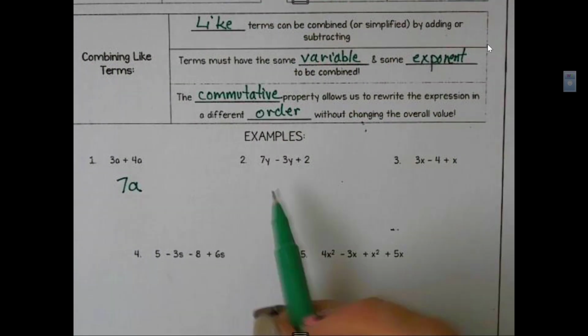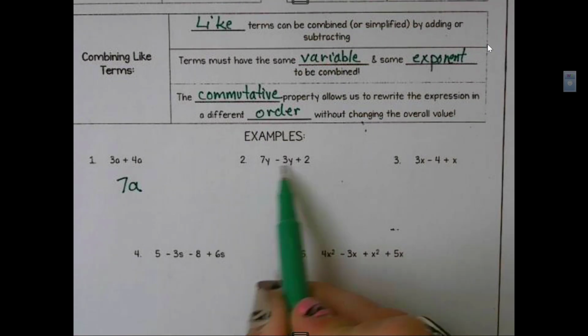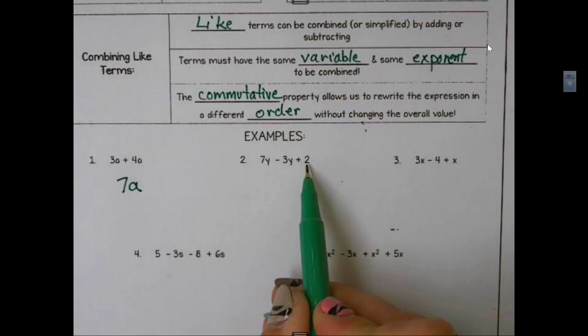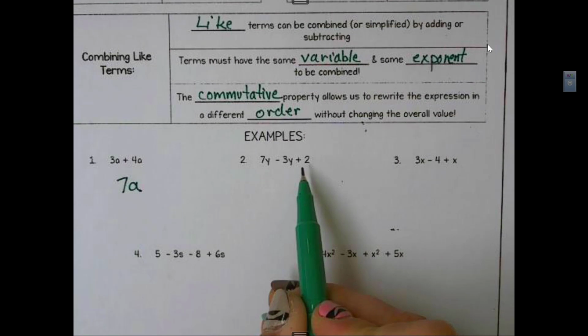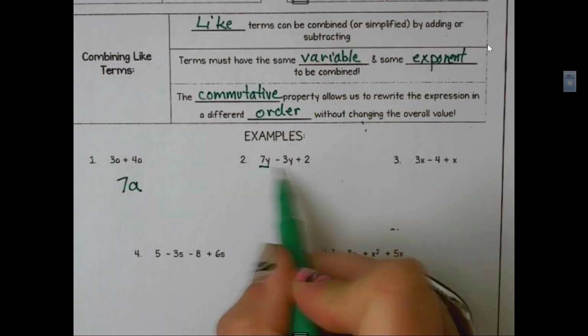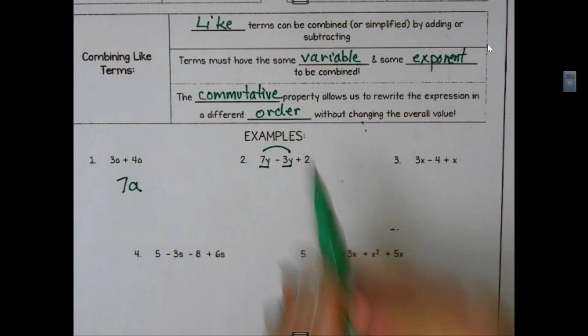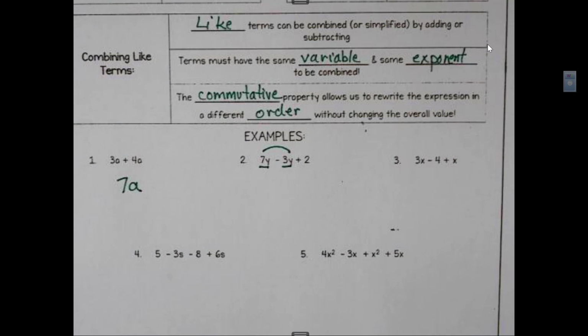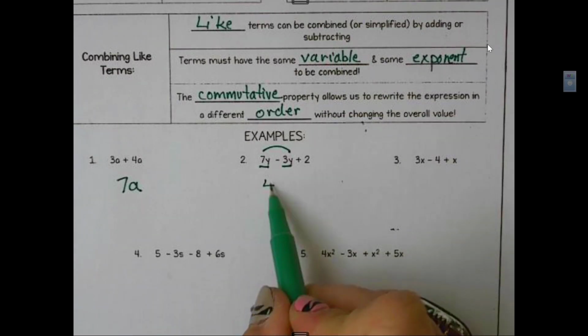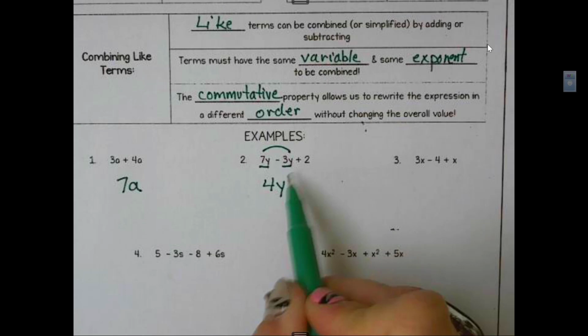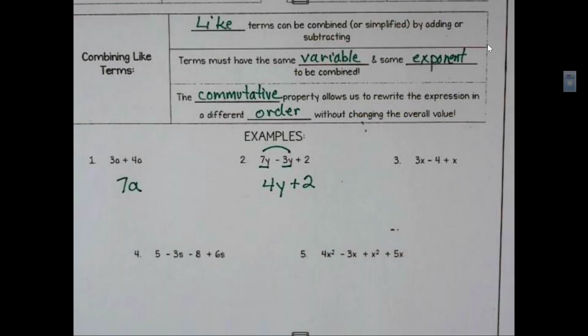When I look at number 2, I can see I have y terms and I have a constant. That signals to my brain I'm going to have 2 terms in my final answer. Now, I like to underline. I've seen some kids draw arcs. Some kids like to use highlighters. So you do whatever you need to do. 7y minus 3y simplifies to 4y, and we still have that constant of plus 2.